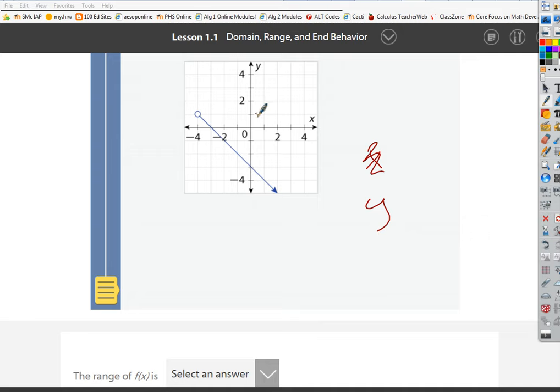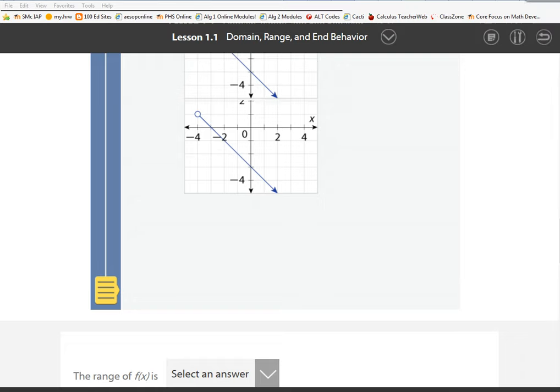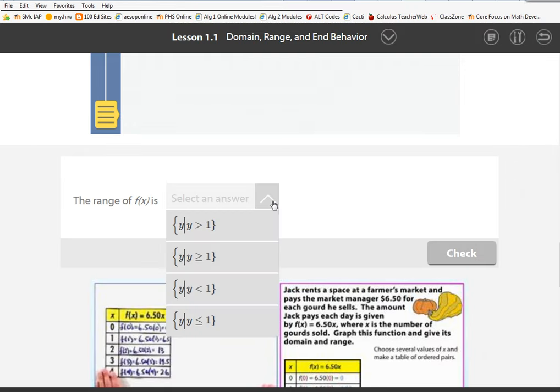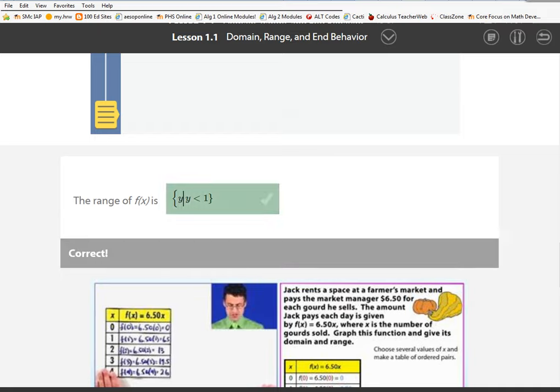Looks like we're starting at that value. So 1 down, right? So how do I say that? X is, yeah, there you go. Or why do I keep saying x? Y, talking about range. Y is less than 1, right? Okay. So right there, agree? Okay.